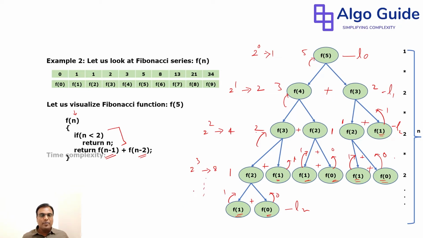Hence, the time complexity for this approach will be big O of 2 power n, that is 2 raised to n, which is an exponential time complexity. Now let us look at the space complexity.